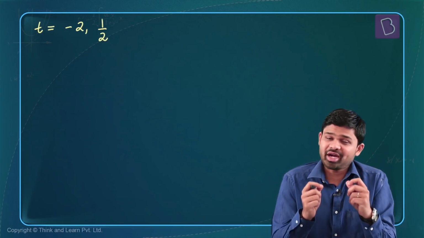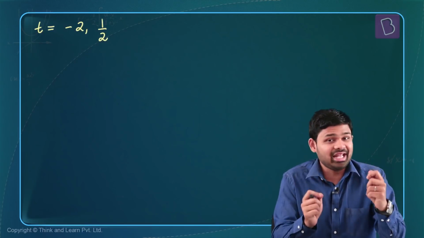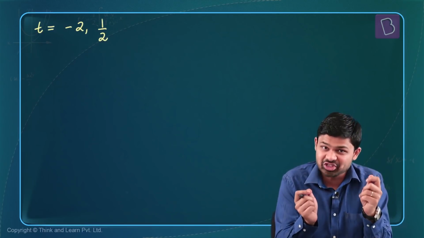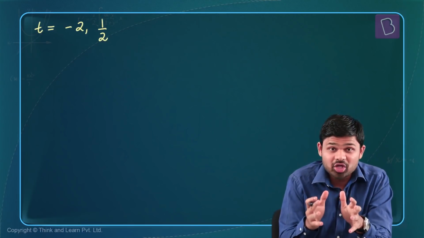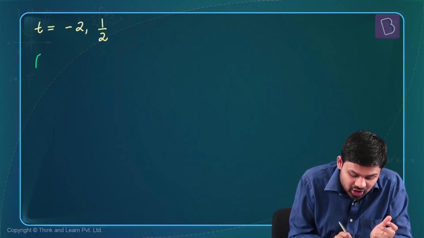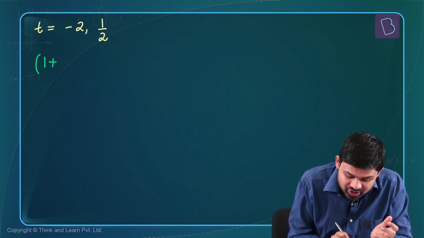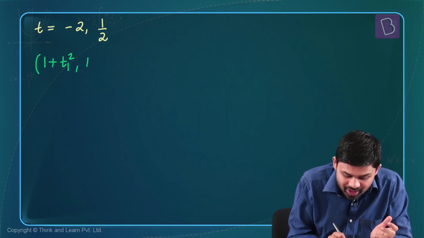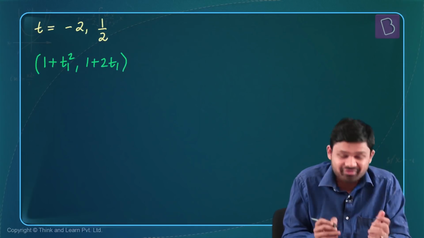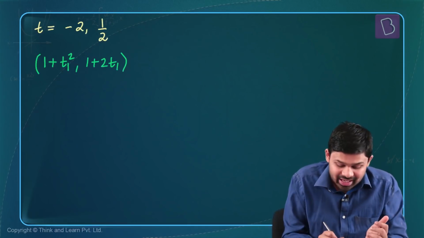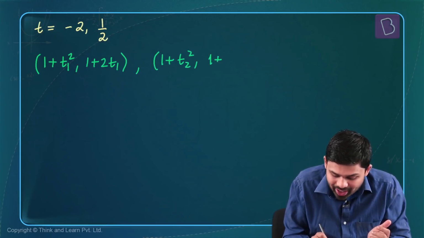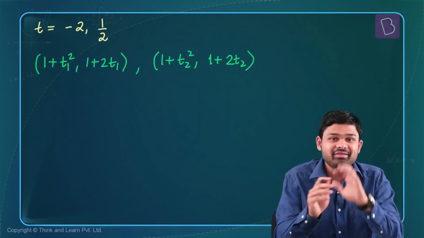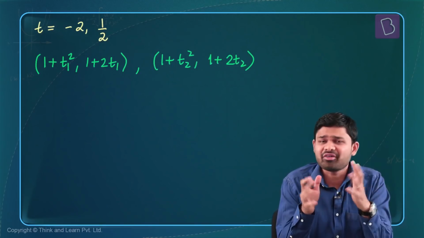Now, what do we have to find out? We have to find out the length of the focal chord. So we need the distance between the two endpoints of the focal chord. So what are the endpoints of the focal chord? Well, the endpoints of the focal chord will be 1 plus t1 square comma 1 plus 2 t1 if t1 is one of the values of t, and the other endpoint will be 1 plus t2 square comma 1 plus 2 t2 where t1 and t2 are minus 2 and half respectively.